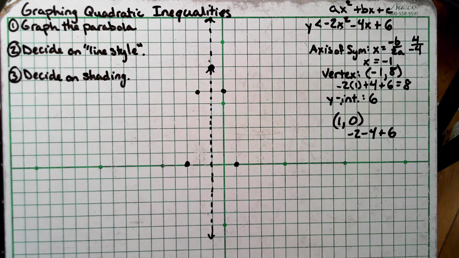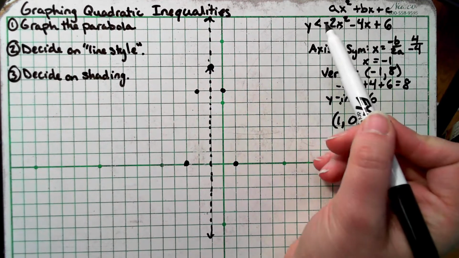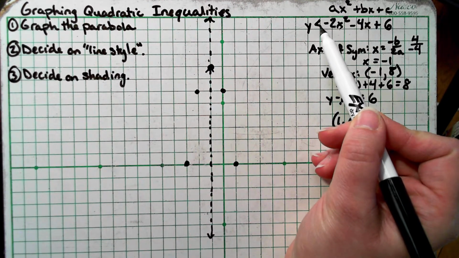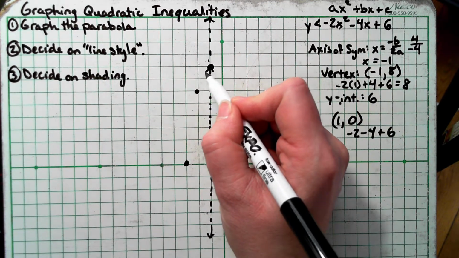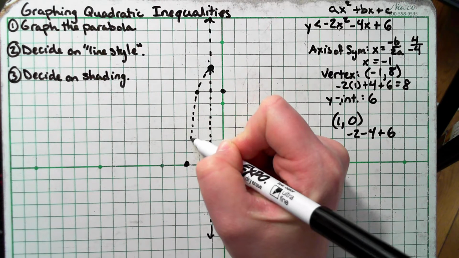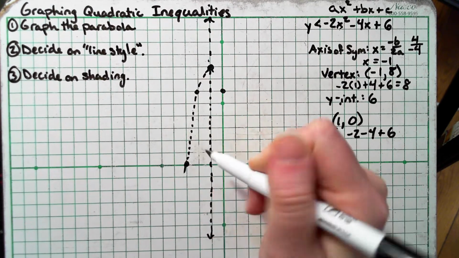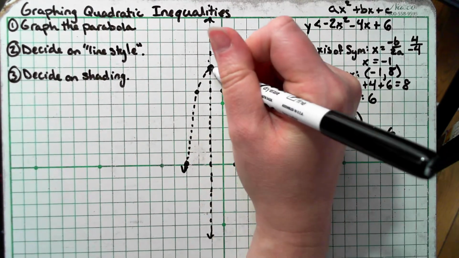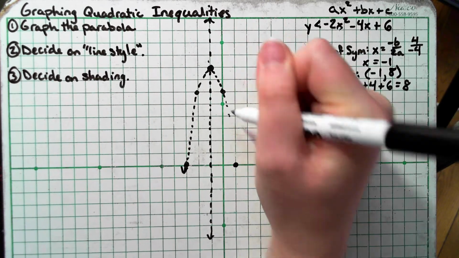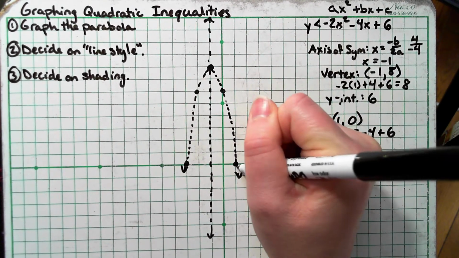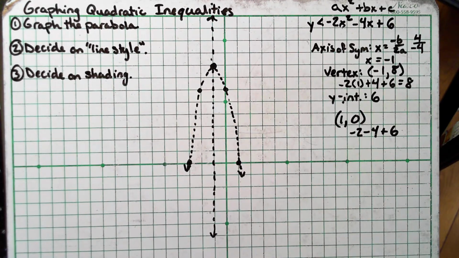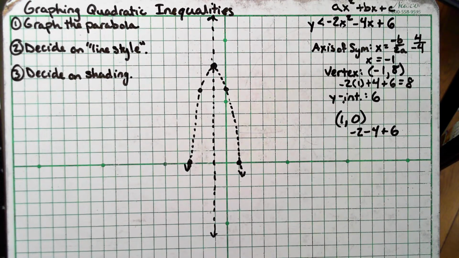So now we have to decide on a line style. This is just a less than symbol. There's no equal to symbol, which means that I need a dotted line. If it had an or equal to symbol there, I would do a solid line. So just a dotted line connecting my points. There we go. And now I need to decide on shading.